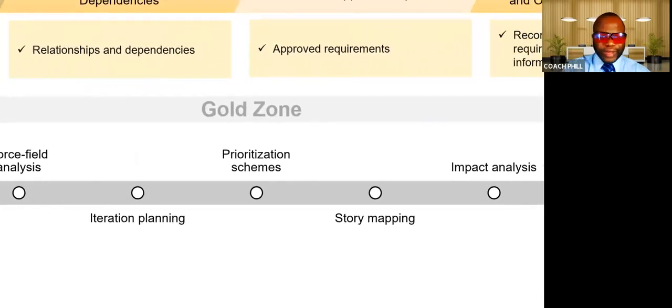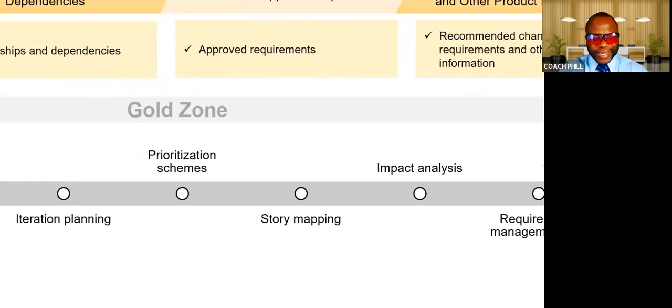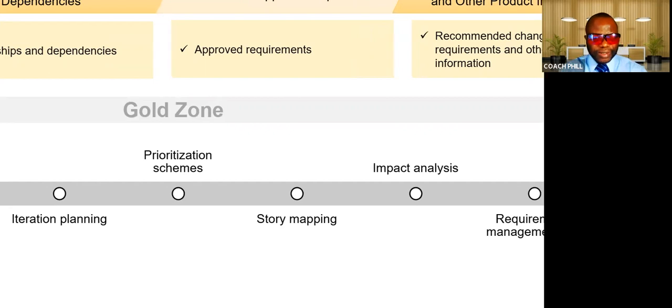All right, next one we have here is iteration planning. It's another word for sprint planning. It's when you plan at the beginning of an iteration what exactly is going to be done.